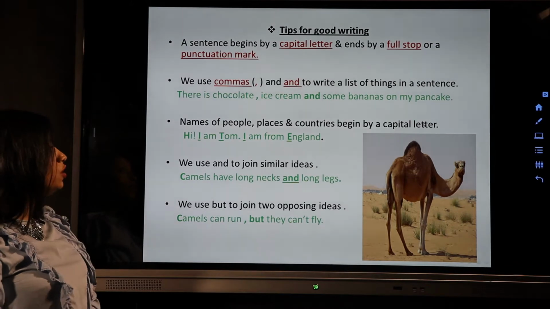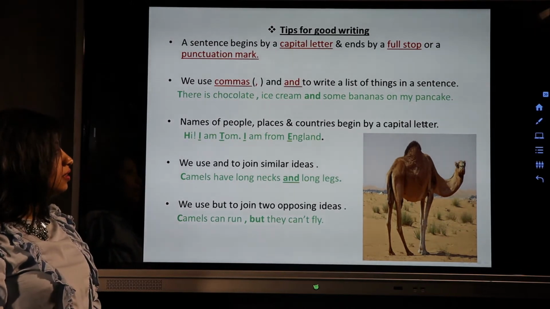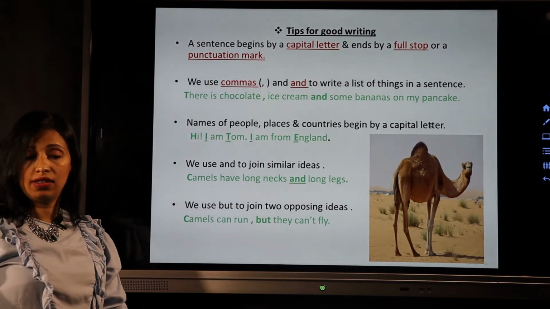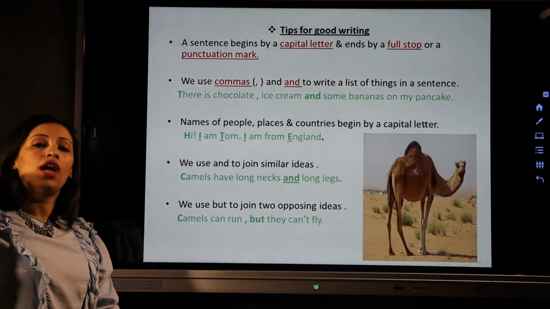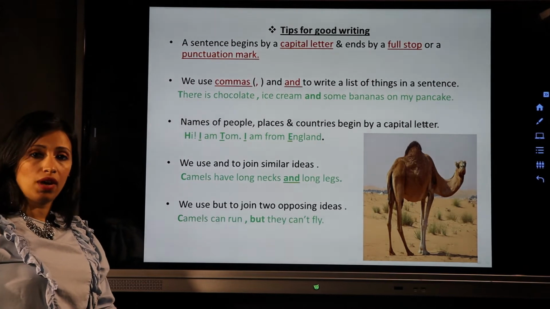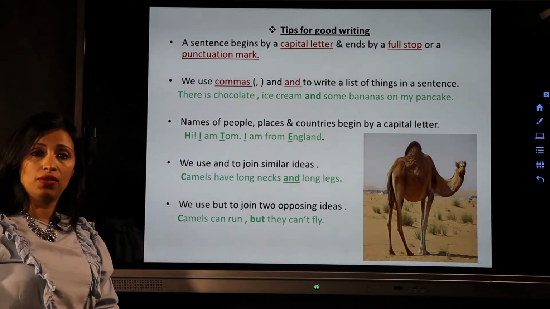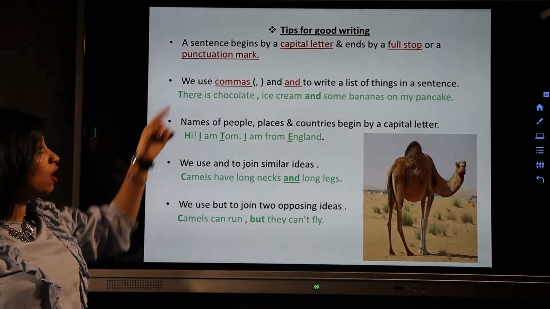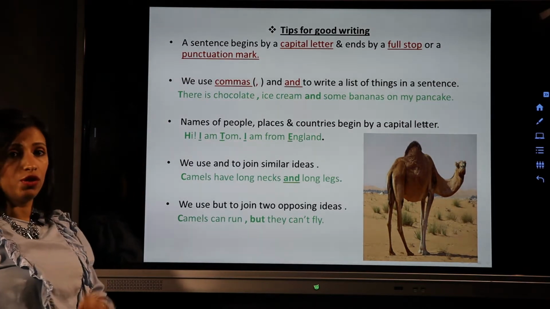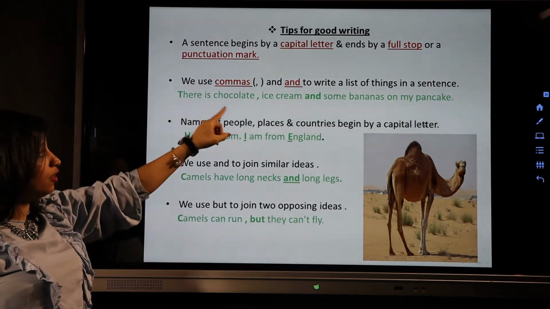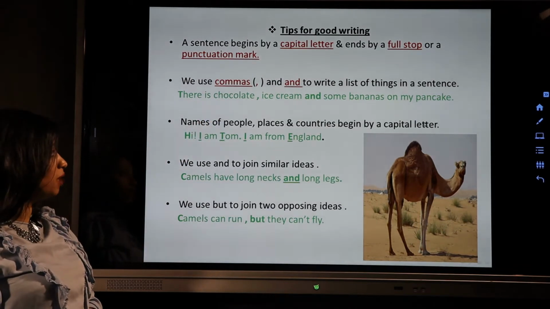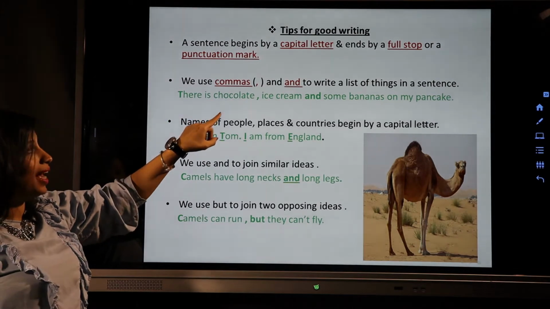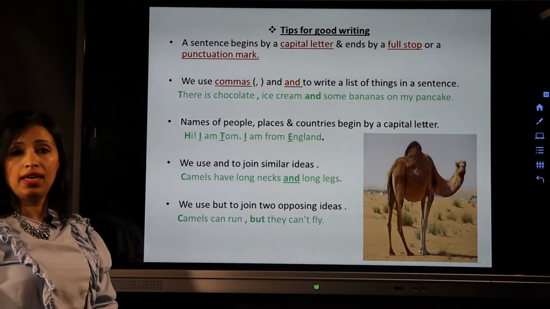Number two, we use commas and the word and to write a list of things in a sentence. If you are describing something and you want to write a list of things about it, you need to use commas. And at the end, before you write the last thing, you are going to use and. For example, there is chocolate, ice cream, and some bananas on my pancake.